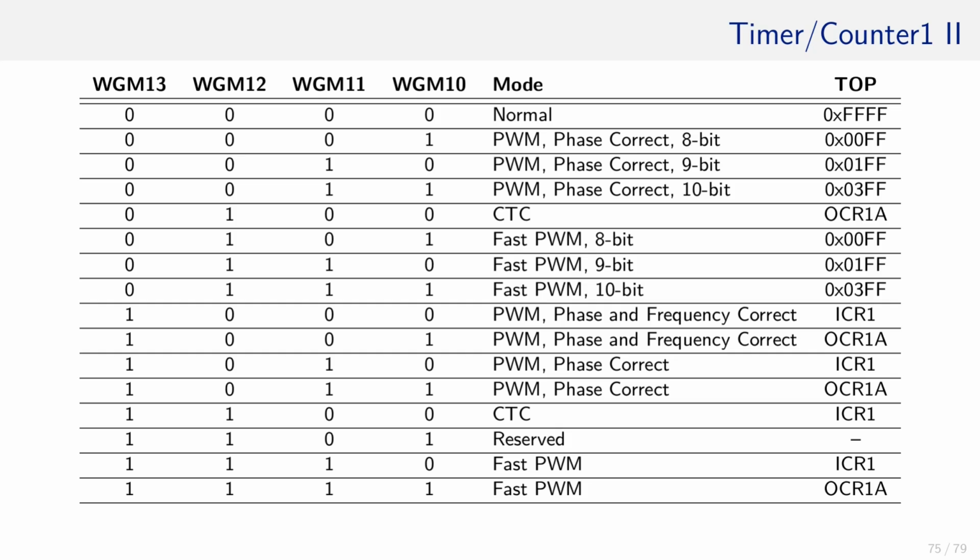Whether the OCR or the ICR is used for the top value is determined by the WGM bits, and this choice is available for all modes except the normal mode, whose TCNT always runs till max. Interestingly, some other modes are available in timer 1 that cannot be found in the other timer configurations. For instance, some standard max values are available for the fast PWM and for the phase correct PWM, such as a limit to 8, 9 or 10 bit.